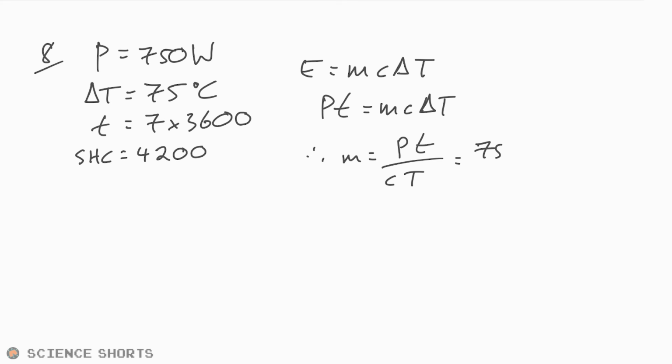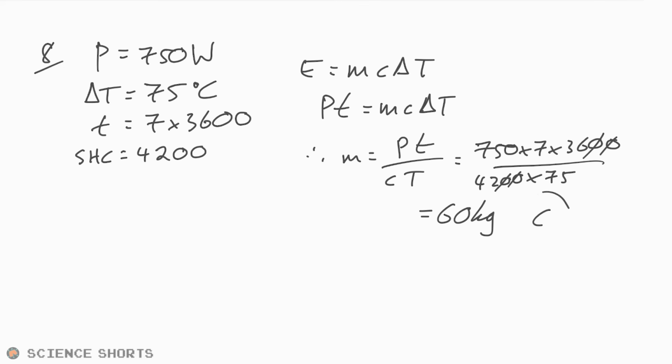So that's our 750 times 7 hours times the seconds in an hour, divided by our SHC times the temperature difference. I think we could probably cancel some thousands there. And there we go. Helps a little bit, maybe. Divide that by 42 and 75, and that gives us 60 kilograms. So the answer is C.